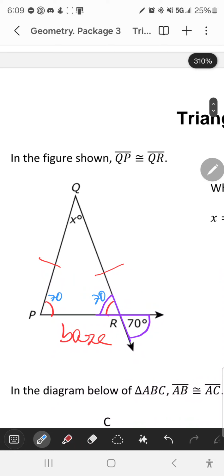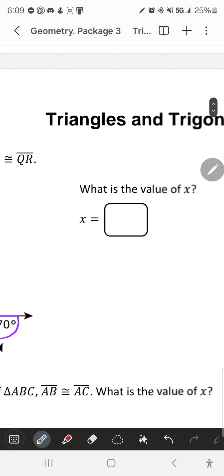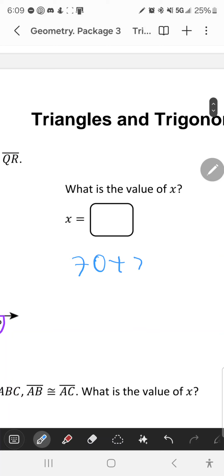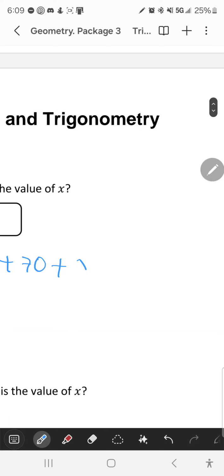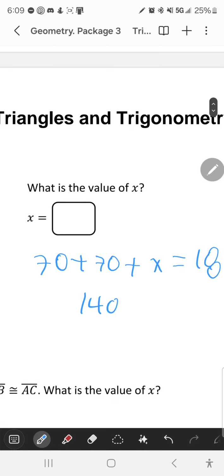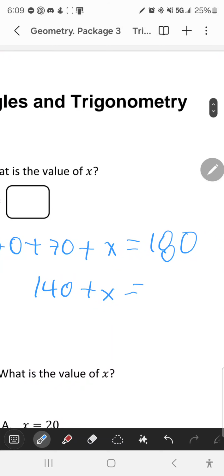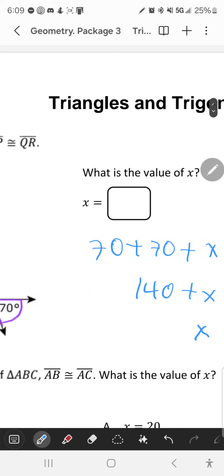Now, based on that, I'm just going to use the basic 180 definition. All angles inside a triangle add up to 180 degrees. So I will say that 70 plus 70 plus x equals 180. 70 plus 70 is 140. So 140 plus x equals 180. Now we subtract 140 from both sides, and we get that x equals 40. So 180 minus 140 is just 40. So this is our final answer.